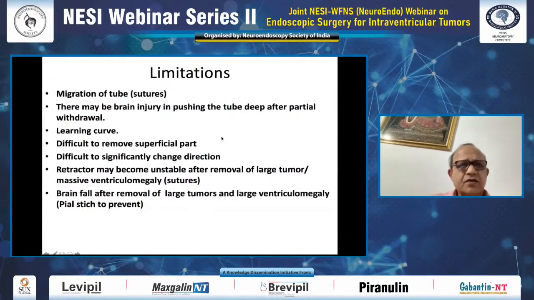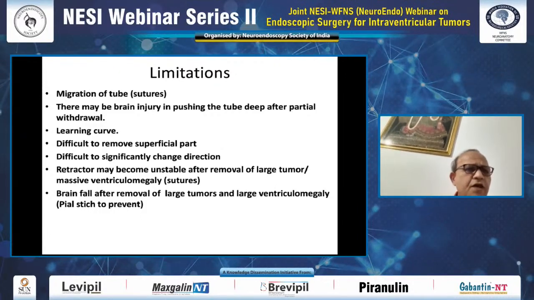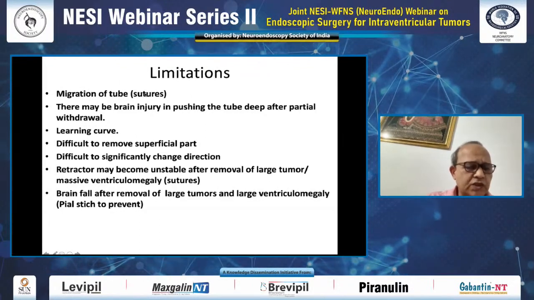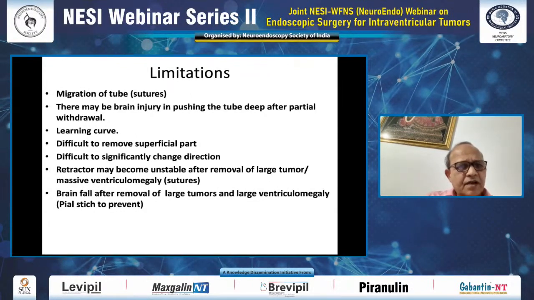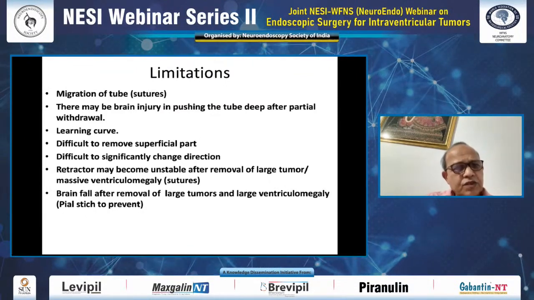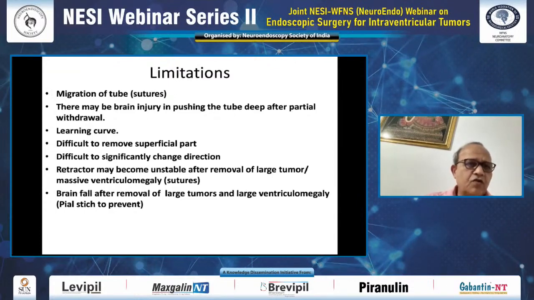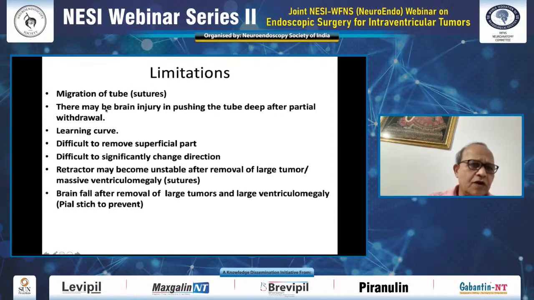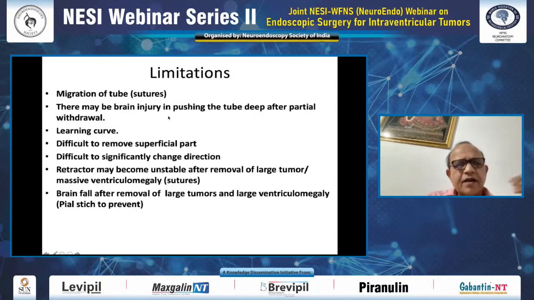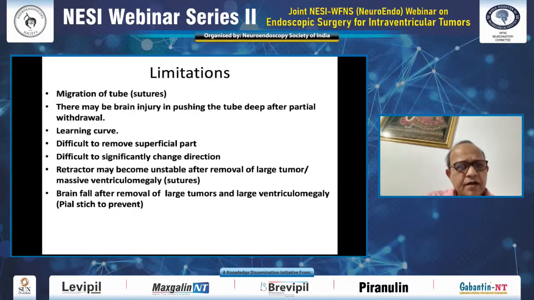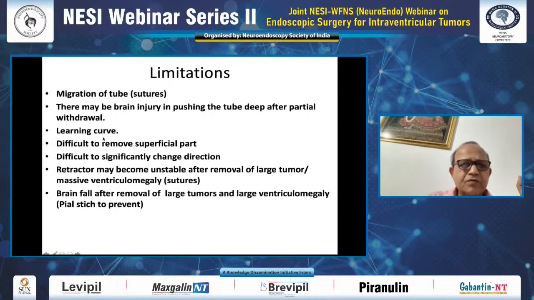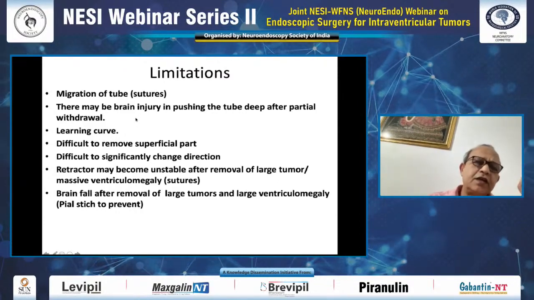But there are limitations of the tubular retractors which we use. Migration of the tube may occur. So to prevent that, we use 2 sutures at the proximal end and keep them on the drapes. And using these sutures, you can even angulate the tubular retractor if required. There may be brain injury if the tubular retractor accidentally comes out and you try to push it inside. So if it comes out, then you introduce it again using a nasal speculum.